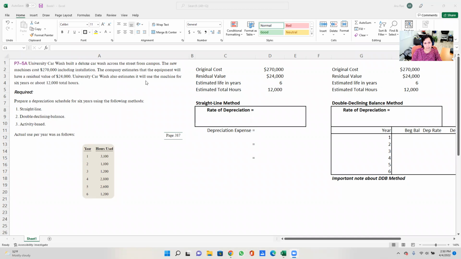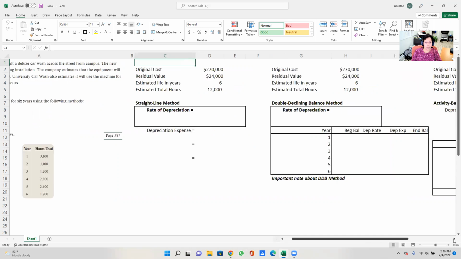The company estimates that it will use the machine for 6 years or about 12,000 total hours. So they're measuring the usefulness of this asset in terms of life, 6 years in terms of time, and in terms of working hours, it's 12,000 hours. They've asked us to prepare a depreciation schedule for 6 years using the following methods: the straight line method, double declining balance method, and the activity-based method. For the activity-based method, they've given us the activities for the 6 years. So we'll get to that in a second.